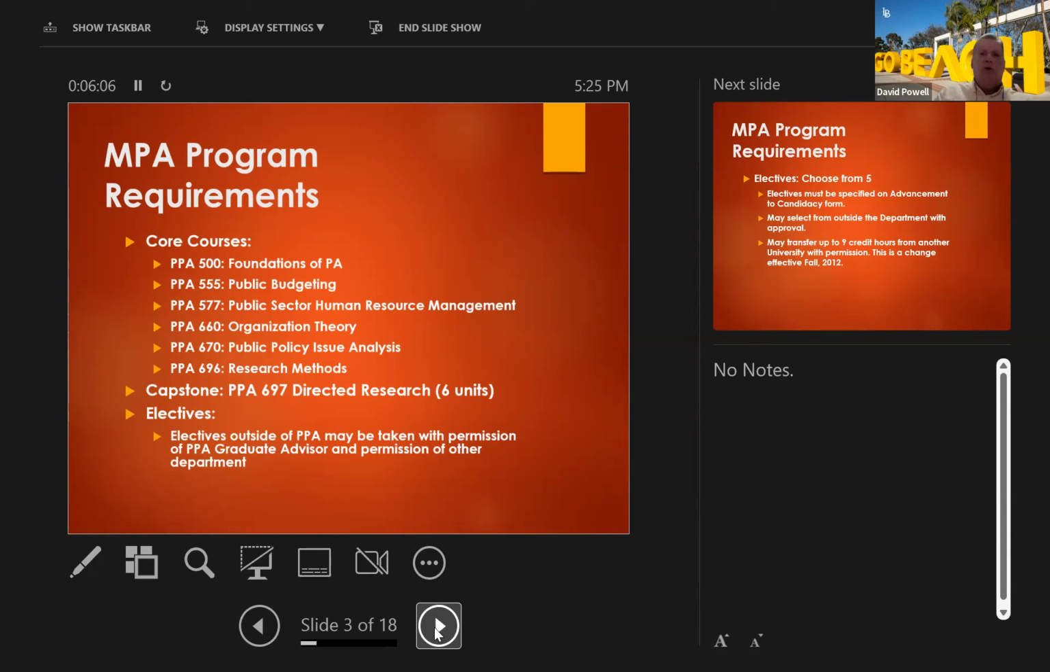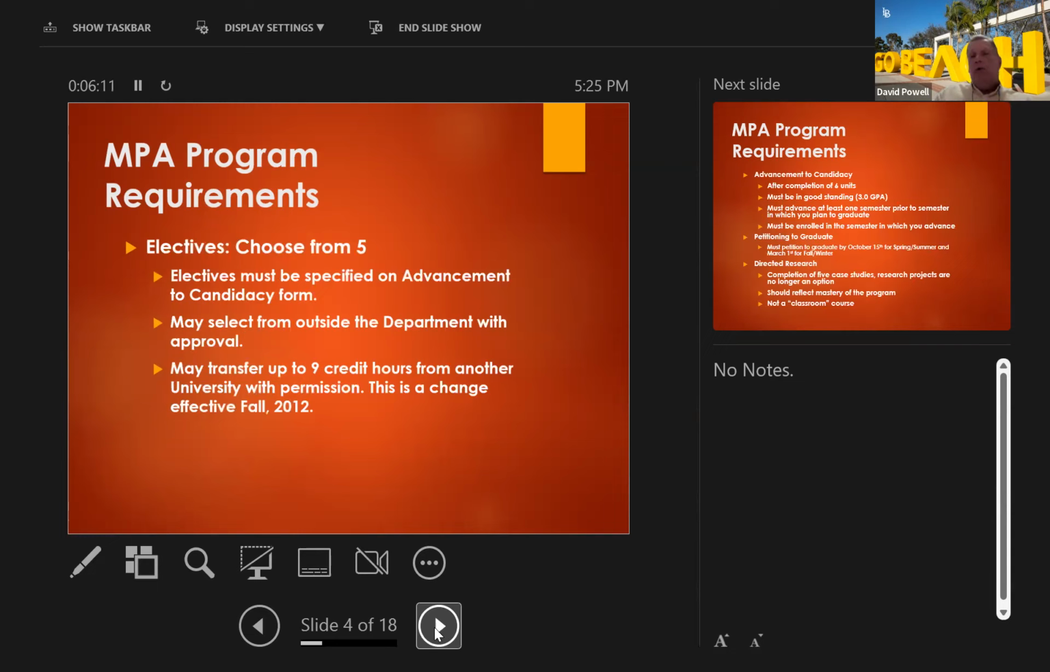Then in addition to those core courses, you will then also take 5 elective courses. As we talked about, the vast majority of people tend to take those courses within the MPA program. They take PPA courses as their electives. But if you are interested in taking a course outside the department, talk to Dr. Matthews and she can give you some advice in terms of whether or not that's a course you'll be able to get into if the department is impacted or not. Those 5 electives, you'll need to list on your advancement to candidacy form. And again, if you're taking them outside the department, you'll need to have Dr. Matthews' approval before registering for those courses.